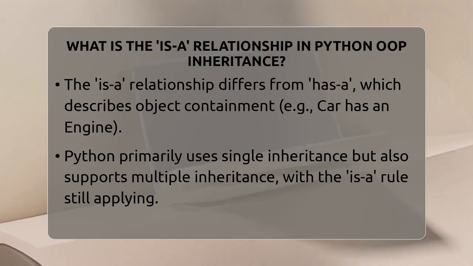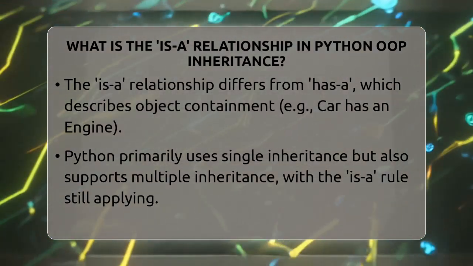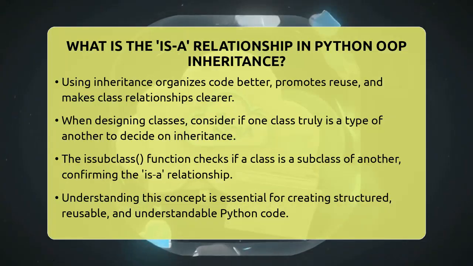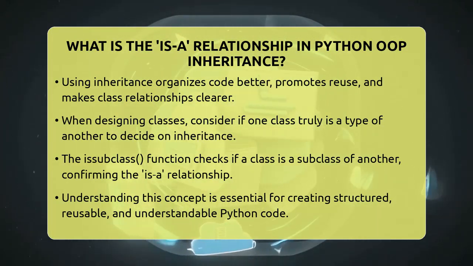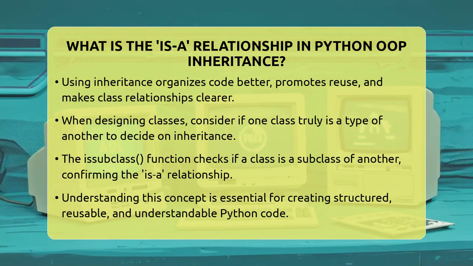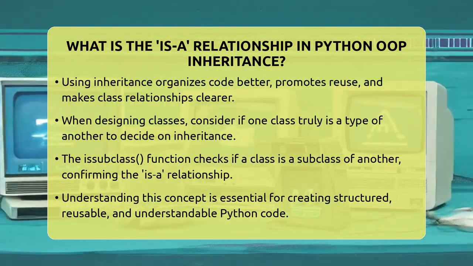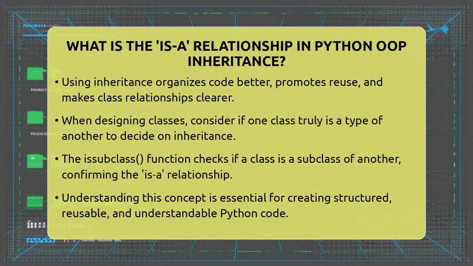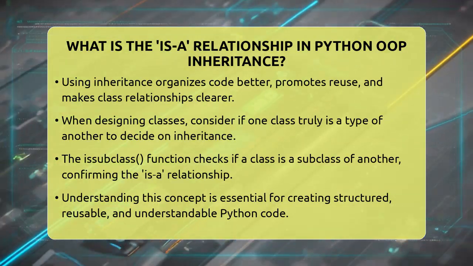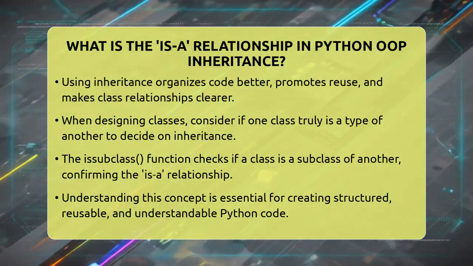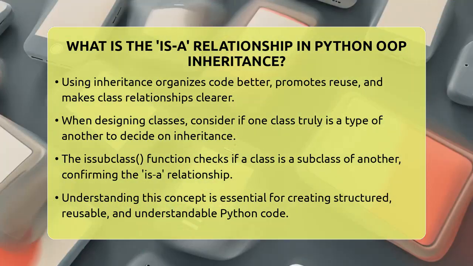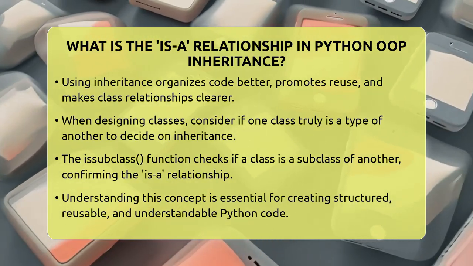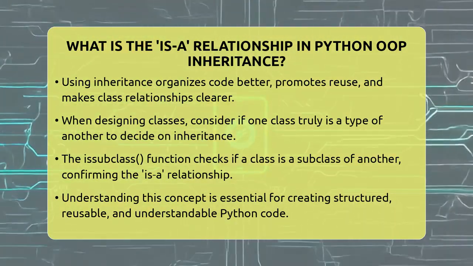Using the is-a relationship helps organize your code better. It makes it easier to reuse code and understand how classes relate. When designing your classes, ask yourself if one class really is a type of another. If it is, inheritance is a good choice. If not, maybe you should use composition, which is the has-a relationship. You can check if one class is a subclass of another by using the built-in function called issubclass. For example, issubclass(Dog, Animal) returns True, confirming the is-a relationship.